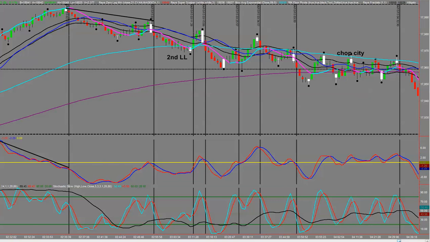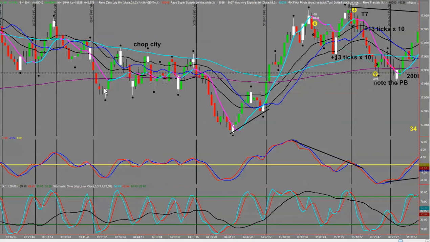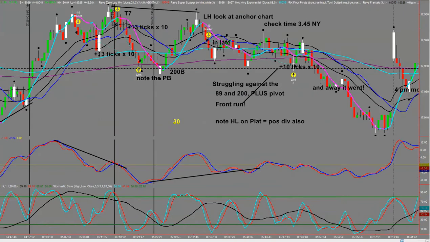Then you head into what we call congestion here, Chop City. You've got a convergence of a pivot line, the 200 and the 89 coming down. So you would just want to wait and see. Here we kept in a downward trend and popped down, then it went a higher low. Then let's have a look at a couple of trades I took here.